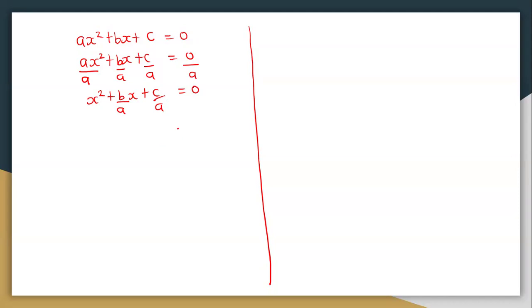Now, when I reach here, I'm going to take away the constant such that on my left, I remain with only variables of x. So I'll say x squared plus b out of a x, plus c out of a minus c out of a is equal to 0 minus c out of a. So I'll have x squared plus b out of a x is equal to negative c out of a.